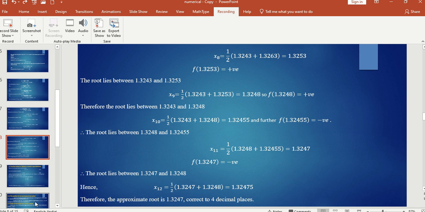So continuing in this way, we are going to see the positive and negative sign of f of x. Then we are shortening the interval, and we find that at x11 the value is 1.3247 and x12 is 1.32475. So we can tell that the approximate root is 1.3247 correct to 4 decimal places. So by using the bisection method, we obtained the root of the given f of x.